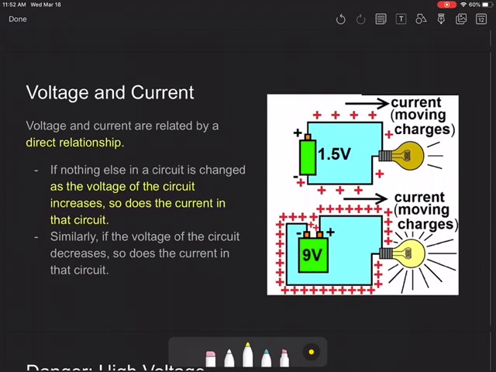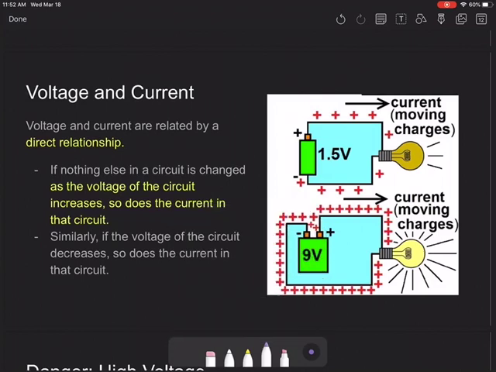If nothing in the circuit is changed as the voltage is increased, then the current is also increased. Similarly, if the voltage is decreased, then the current is going to be decreased. And that's assuming we keep everything the same. If we look at this image, it's great and awful all at once.